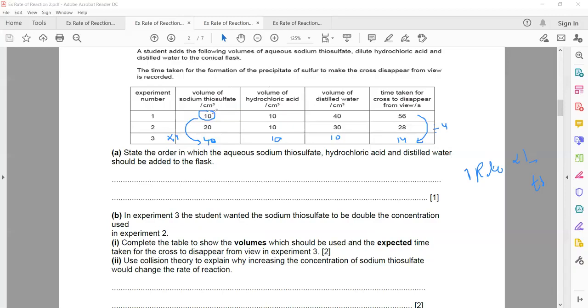You can compare the first experiment with the third experiment or the second experiment with the third experiment. It will not make a difference. When we are comparing the second experiment with the third experiment, because compared to the second experiment the volume amount is double, so if the amount is double, the time for the cross to disappear will be half. So if it was 28, then it will be divided by 2. So it will become 14. Is this clear? Part B.